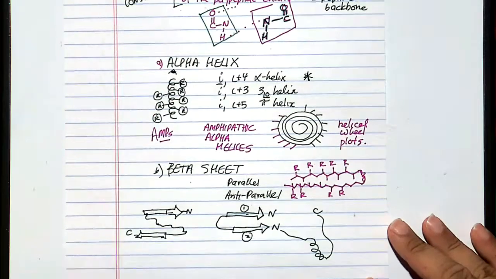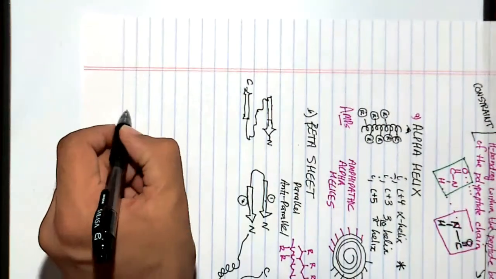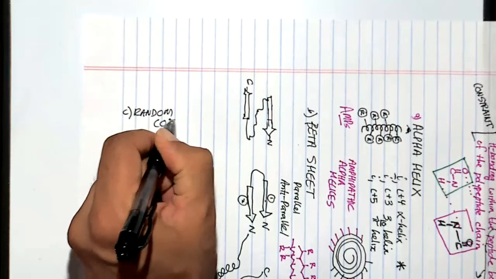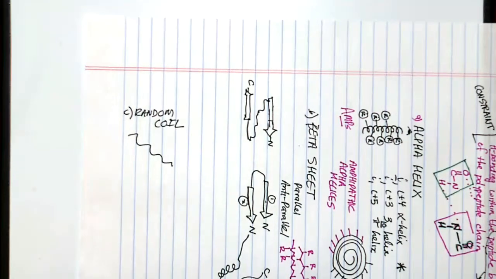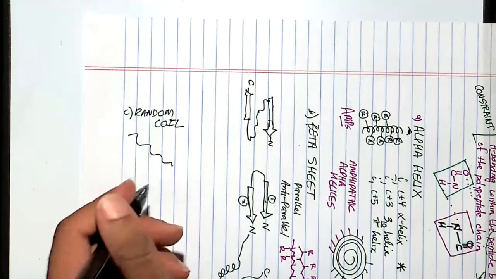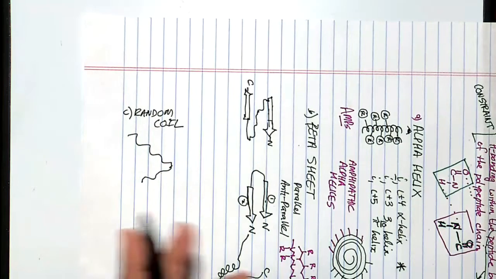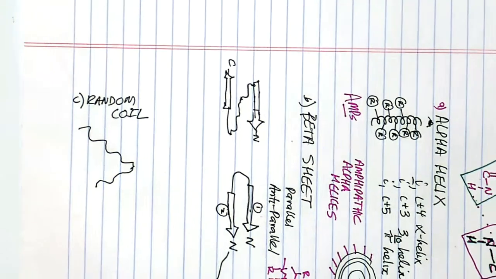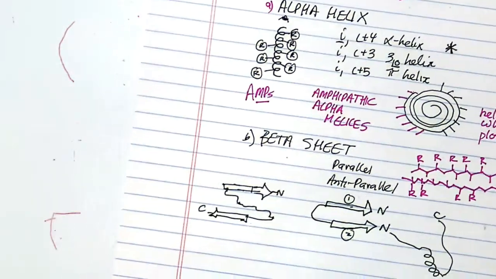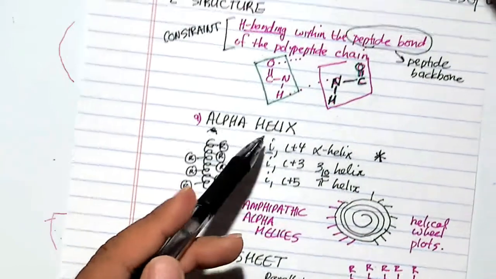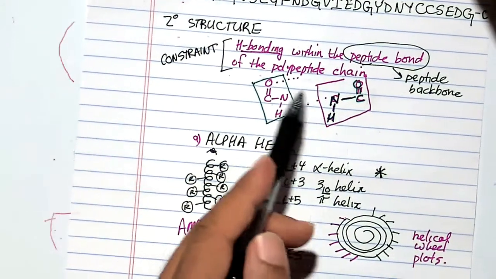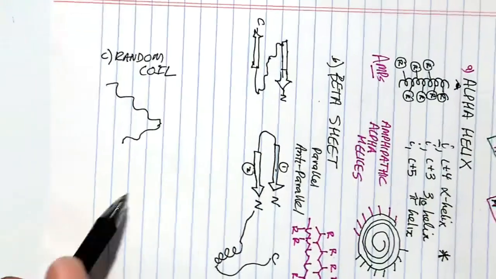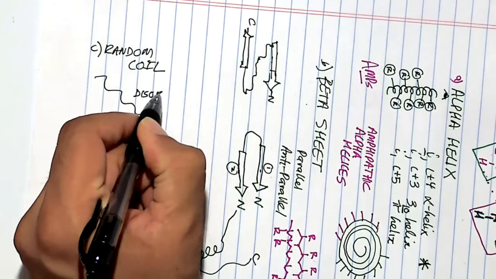The random coil really just takes its name from the fact that it's just random. No real order to it. So we can just draw a random coil like that. Sometimes it's just called a disordered region. I know secondary structure means hydrogen bonding across the peptide backbone, but really that's your alpha helix and your beta sheet, because those are more ordered structural arrangements when these things hydrogen bond amongst one another across the primary amino acid sequence. A random coil is more of a disordered structure.